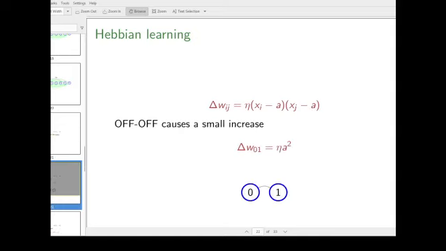Either way, let's have a look at what happens if we've got 2 neurons connected. Here we have 2 neurons connected, and both neurons are off. And so the xi and xj, in this case x0 and x1, are both 0. Minus a by minus a is a squared. A is a small number, eta is a small number, and so this change in the synaptic strength between these 2 neurons is a small positive change. So off and off causes a small increase.